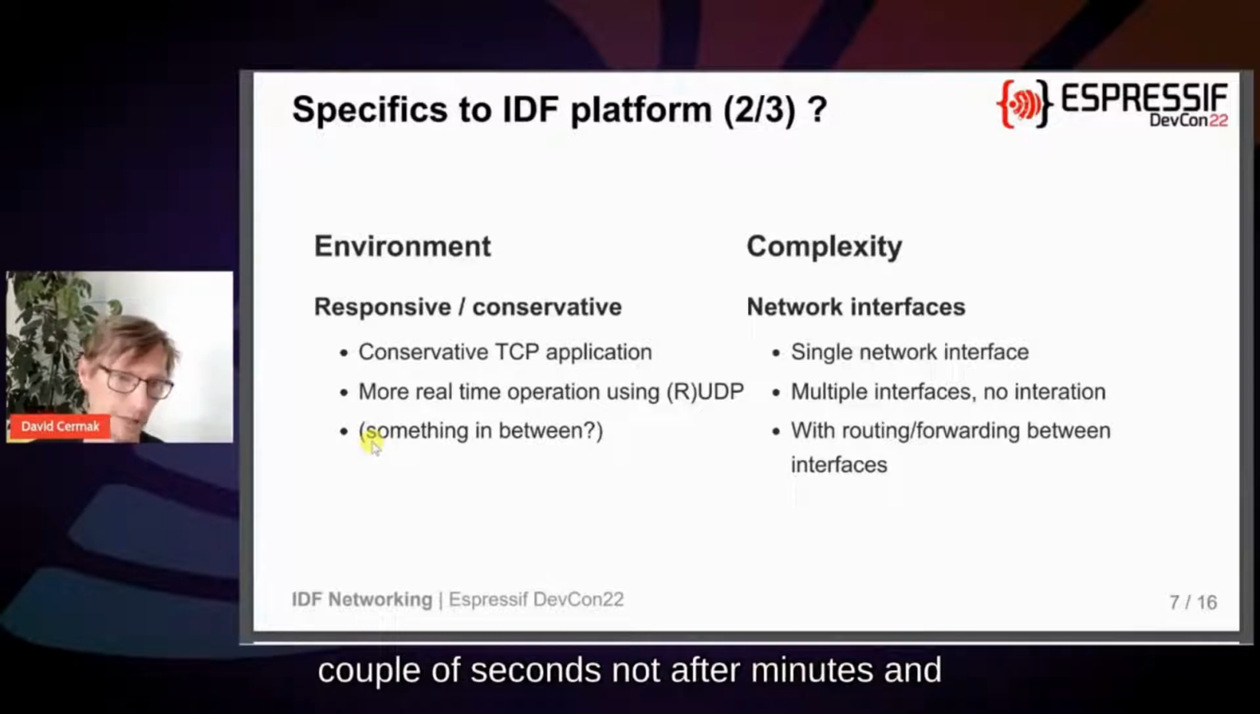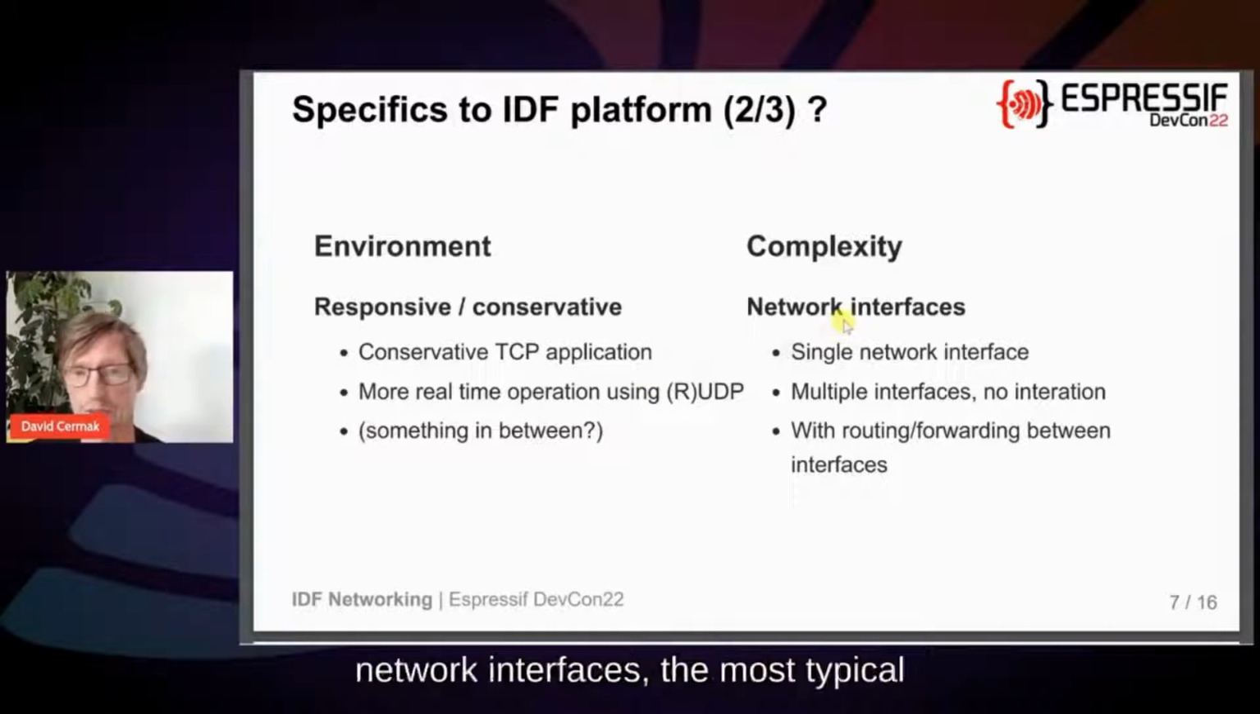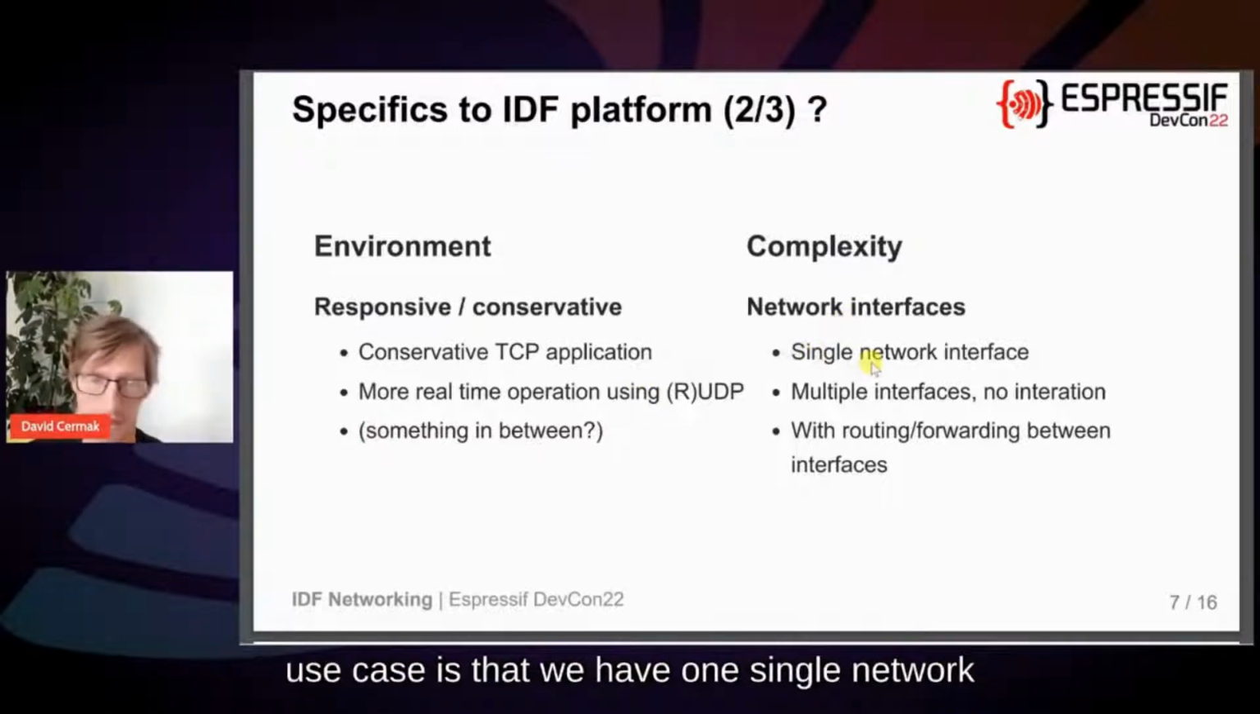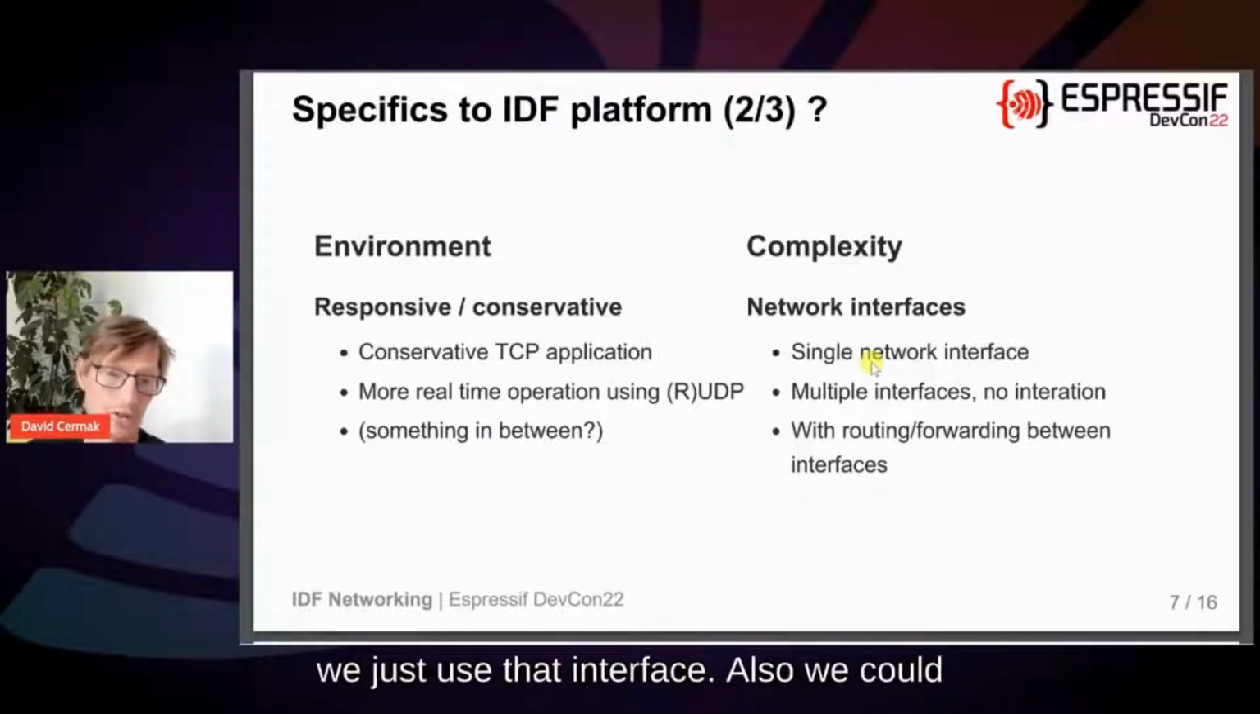that if something is not available, we just bail out after a couple of seconds, not after minutes or hours. As for the complexity in terms of network interfaces, the most typical use case is that we have one single network interface, usually a Wi-Fi station, and we just use that interface only.